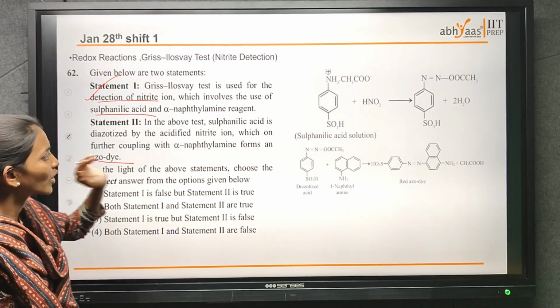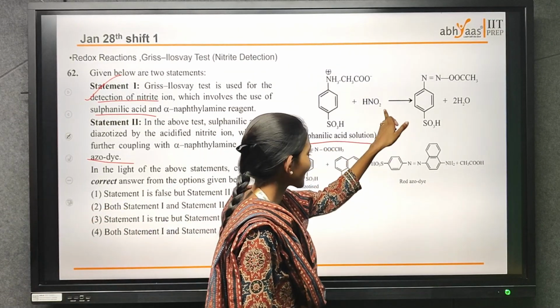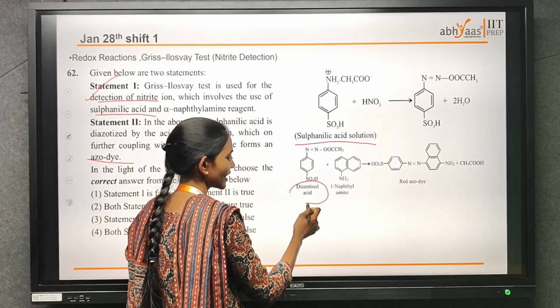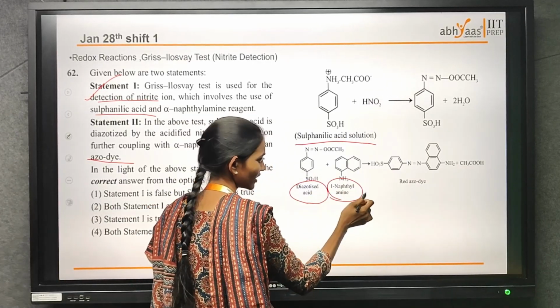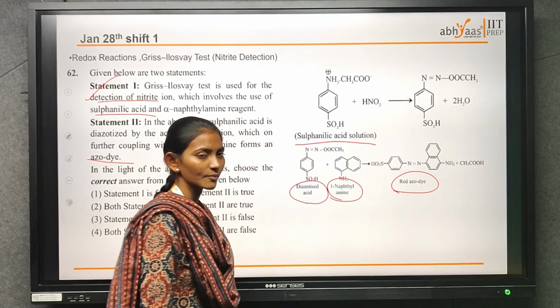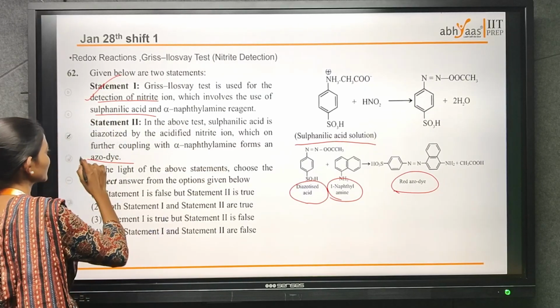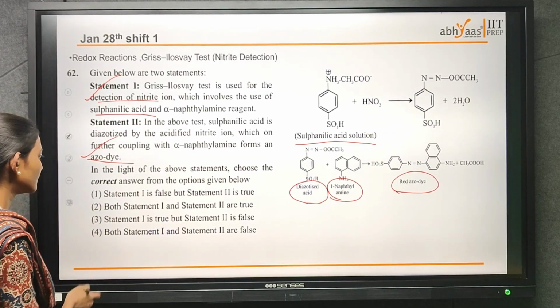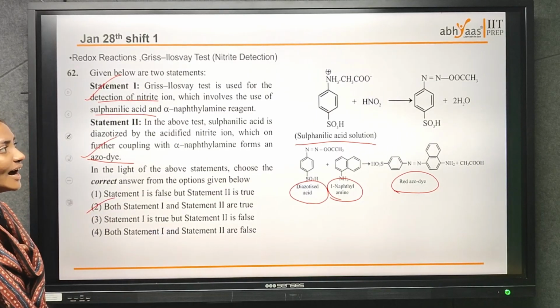If you see the reaction, what is happening here? Sulphanilic acid solution reacts with nitrite, and you get the diazonium molecule, and upon coupling with naphthylamine, you get a red azo dye. That means this statement is also true. So statements 1 and 2 are true. So moving on, the second option is your answer.